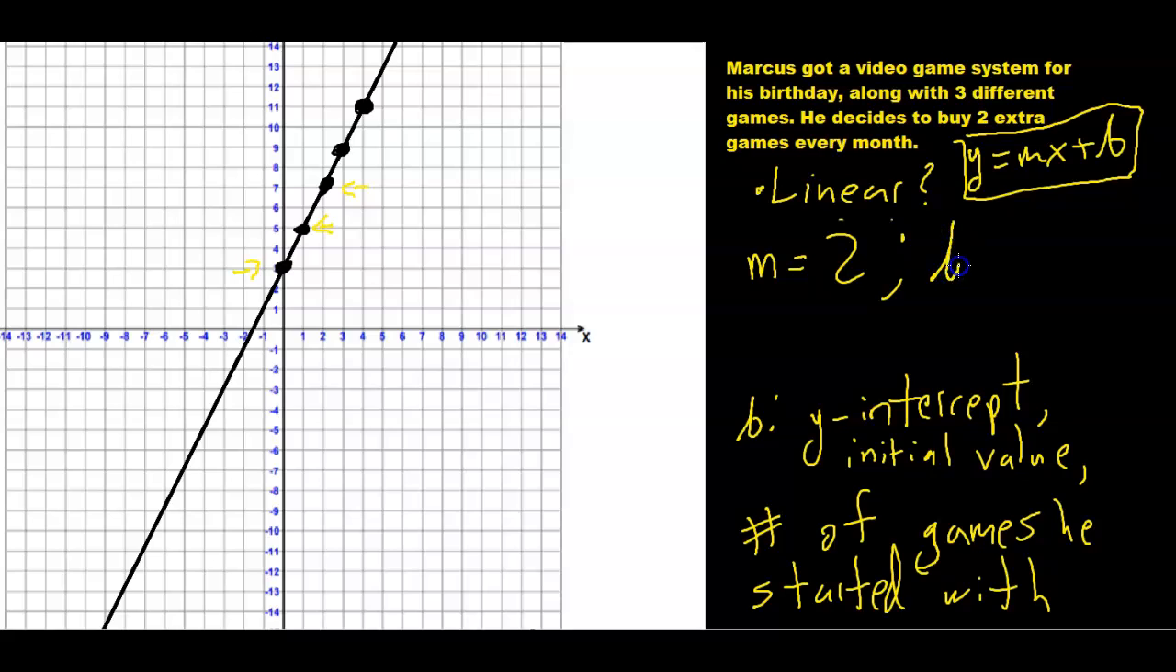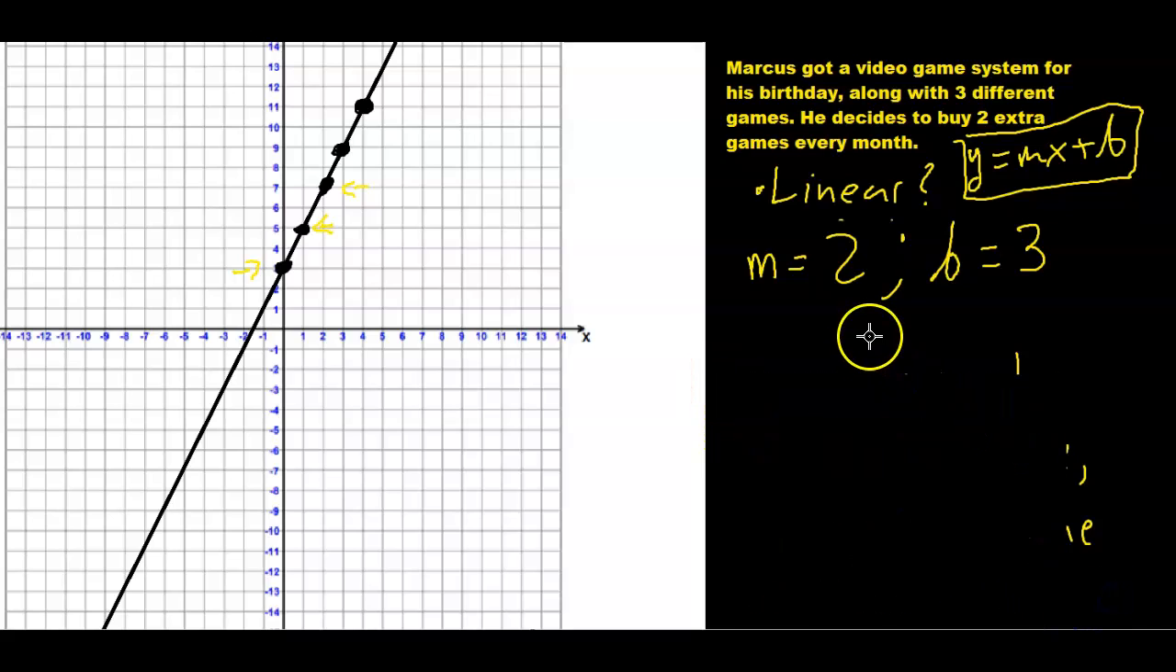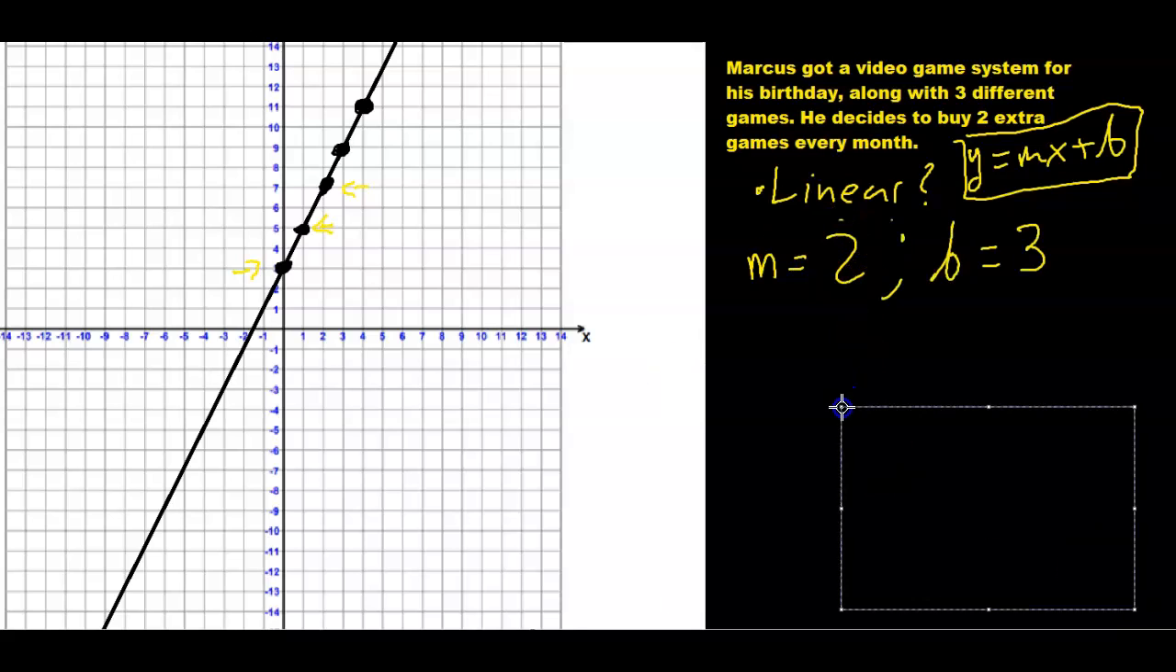And what's that in this case? In this case, it's actually 3, right? The number of games he started with is 3. And x, of course, is just how many months after he started buying these games. Like x equals 3 means this is the 3rd month after he started buying these games. X equals 4 means that this is the 4th month.